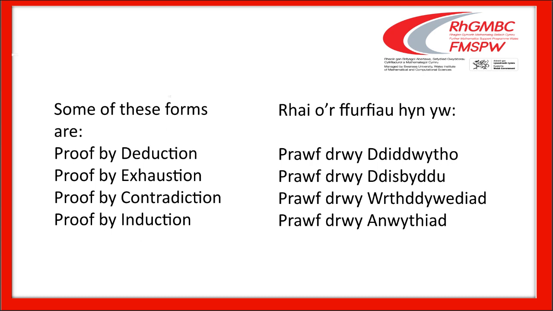Now, some of the forms of proof are by deduction, by exhaustion, by contradiction, or by induction. The first three you could possibly have met up to GCSE, but certainly at A-level mathematics you will meet deduction, exhaustion, and contradiction. The proof by induction is specific to the Further Maths Unit 1 course. Quite often, the proof by induction is also called the domino effect. If you can prove that the first domino will fall over and hit the second domino, then the second domino will fall over and hit the third domino, and so on.